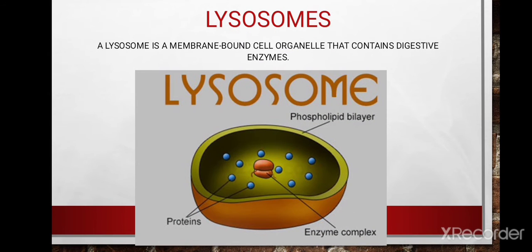Next one is the lysosome. A lysosome is a membrane-bound cell organelle that contains digestive enzymes. It is involved with various cell processes. They break down excess or worn-out cell parts. They may be used to destroy invading viruses and bacteria. If the cell is damaged beyond repair, lysosomes can help it to self-destruct in a process called programmed cell death or apoptosis.